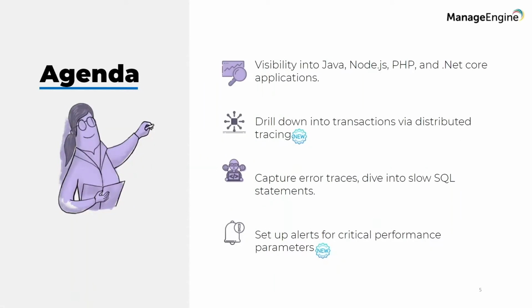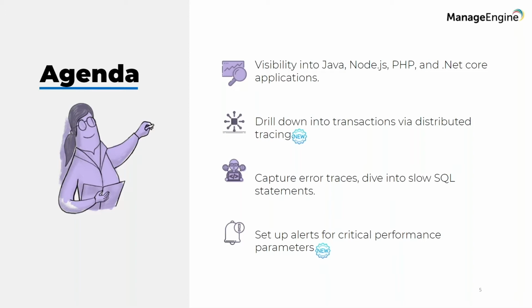We will be starting off with monitoring your Java, Node.js, PHP, and .NET Core application. Also, we will be discussing how to get started with distributed tracing. Distributed tracing will be quite useful if your application is spread across multiple nodes. In this session, we'll be discussing how you can get started with application performance monitoring in case your application is spread across multiple nodes, and how to configure those.